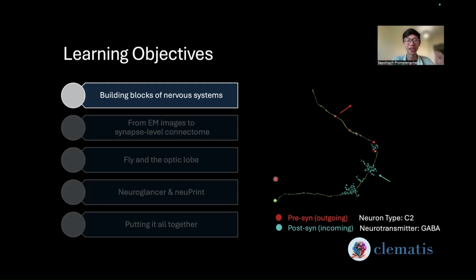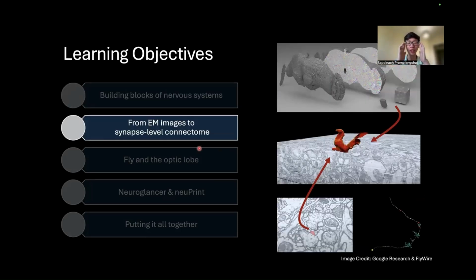Again, Arushi will explain this again and again, but this is just the learning objective so that you can get familiar. Once you understand the building blocks of the nervous system, the second step is to understand how you actually reconstruct a synapse-level connectome.